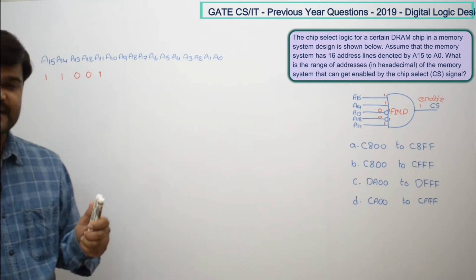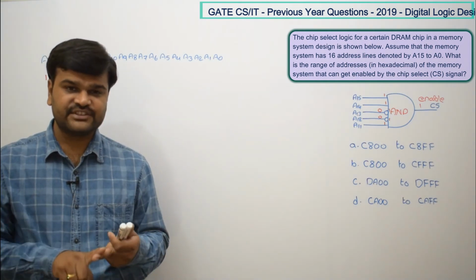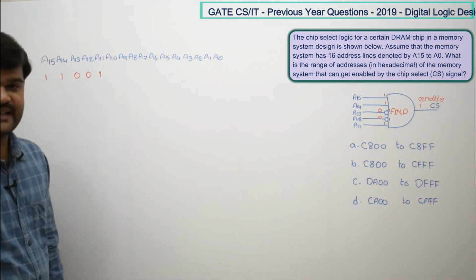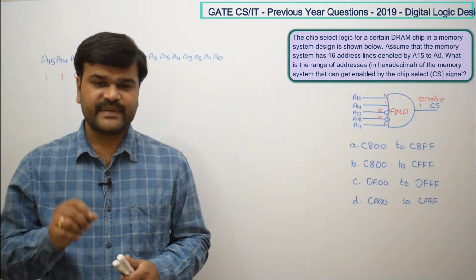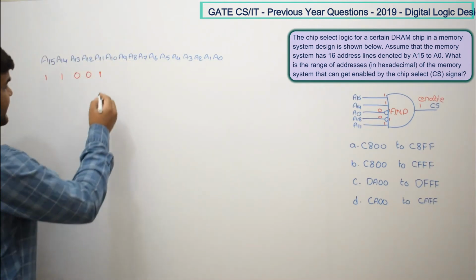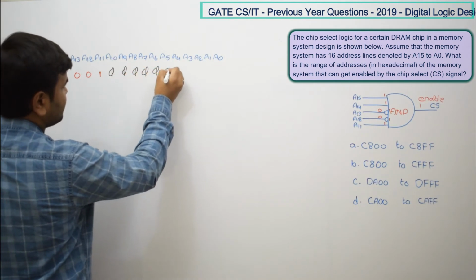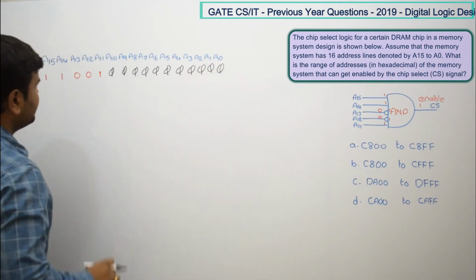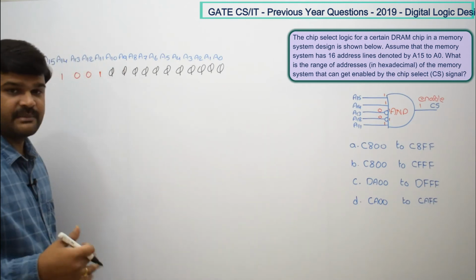Now what about the remaining address lines? The remaining address lines they didn't mention, which means they may be anything, either 0 or 1. Here a total of 11 address lines are there. These 11 address lines may have any combination, so every line is going to have either 0 or 1, that means don't care. These 5 lines are fixed and these 11 lines are not fixed, they may be anything.